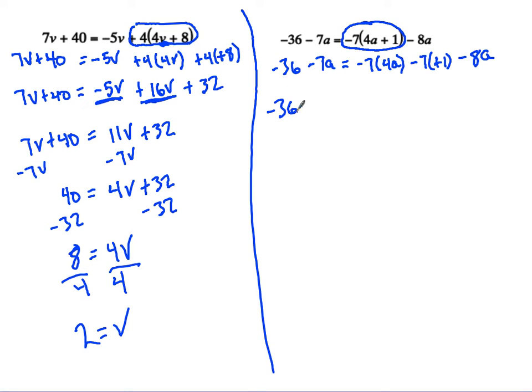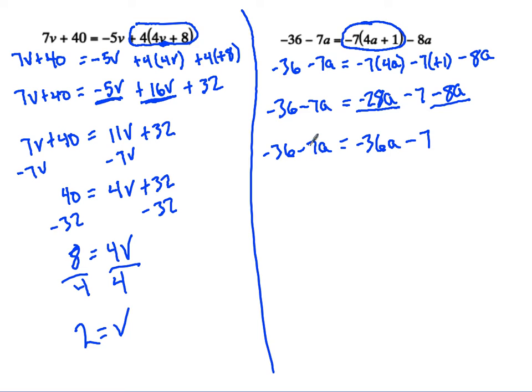So negative 36 minus 7a equals negative 7 times 4 is negative 28a minus 7 minus 8a. So now we have like terms. This term has an a and this term has an a. So we want to combine those like terms on the right side before we do anything else. Negative 36 minus 7a equals negative 28 minus 8 would be negative 36a minus 7.